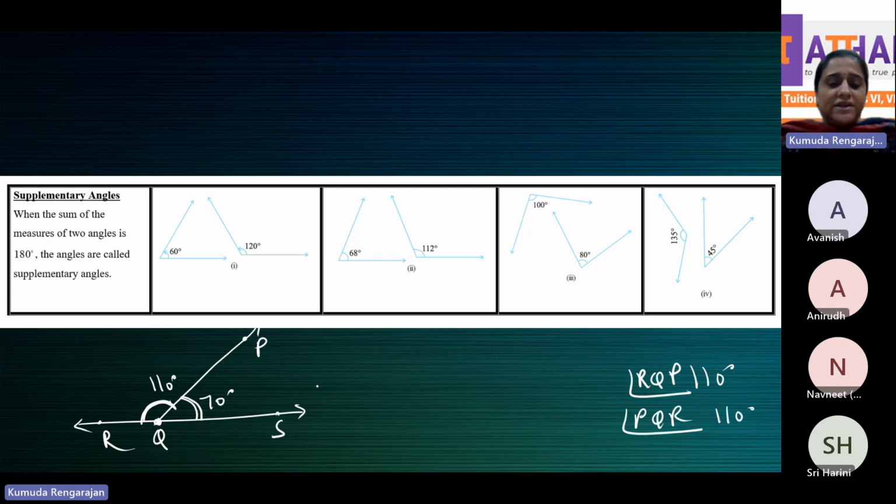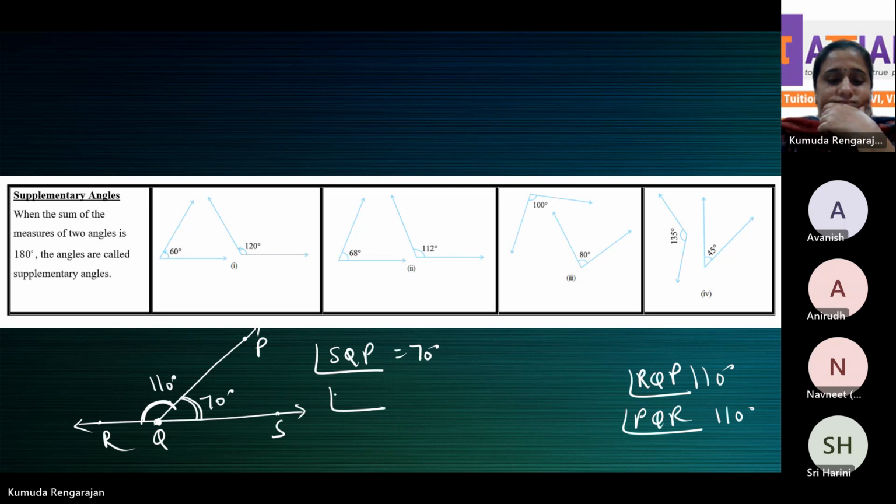How do you name the 70 degrees angle? SQP. SQP is equal to 70 degrees, or you can call it angle PQS. PQS is equal to 70 degrees. Very good.